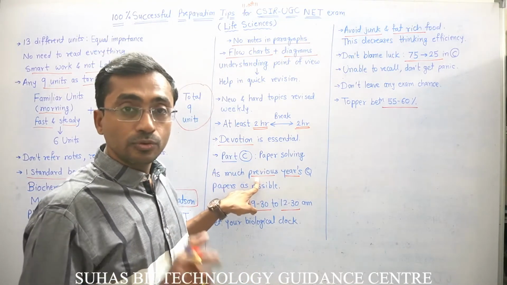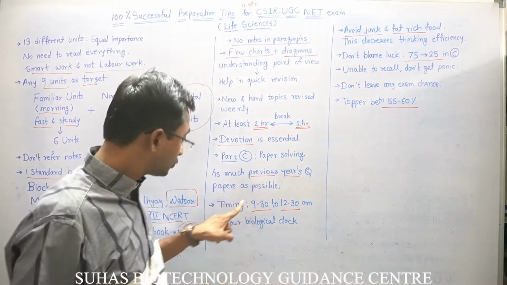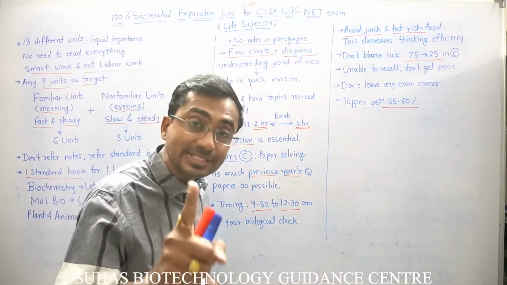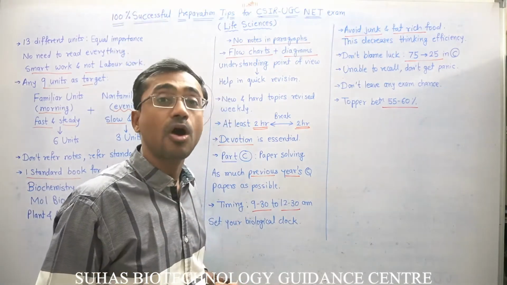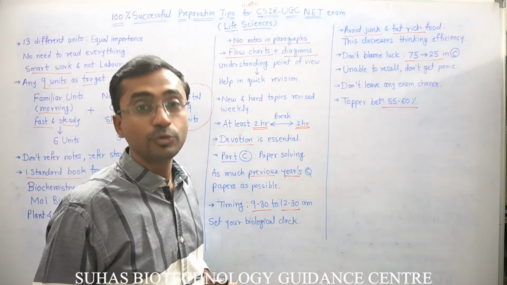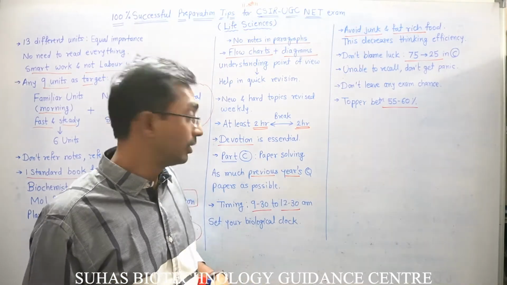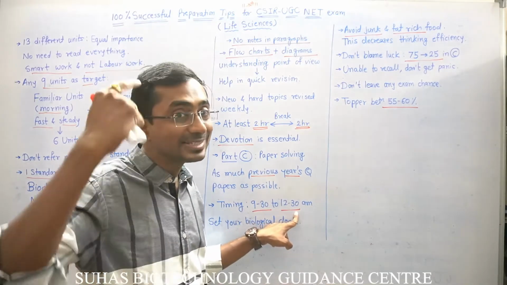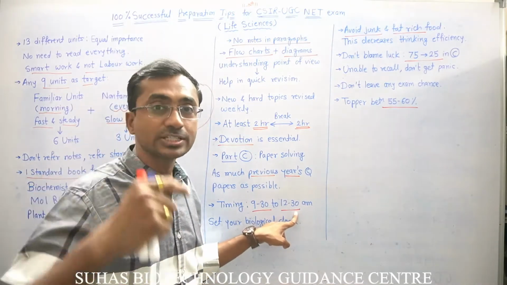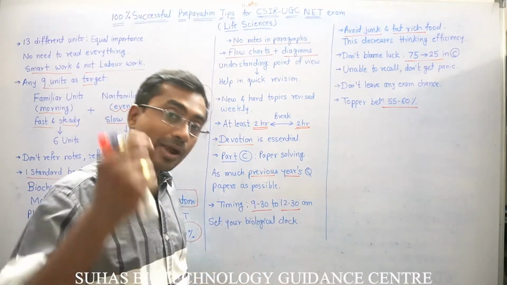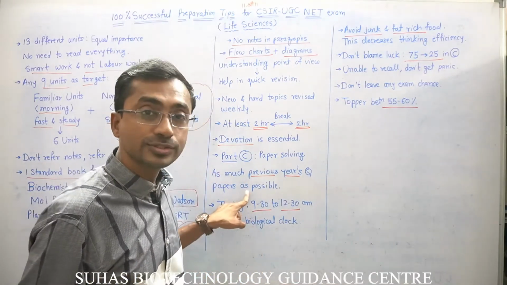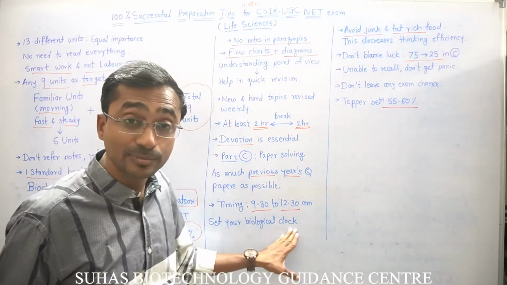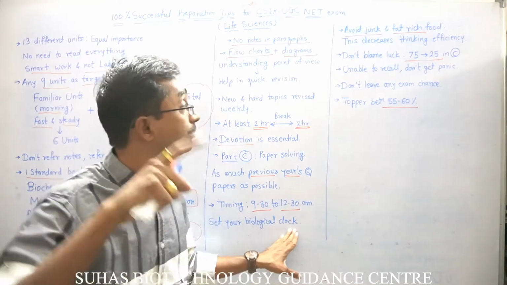Now, at what time should I go for that? The timing of solving questions should be 9:30 to 12:30 in the morning. Reason, this is the timing of our exam. The life science exam will be in the morning, 9:30 to 12:30. If I set up my biological clock and my neurotransmission during this time, and solve questions accordingly, definitely my part C will become comparatively easy. So this is extremely essential. Set your biological clock accordingly.